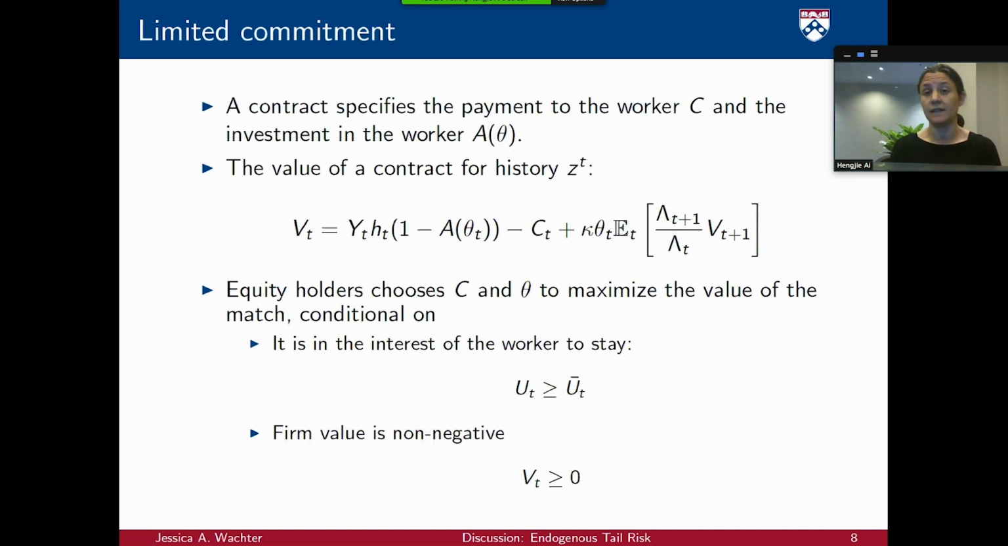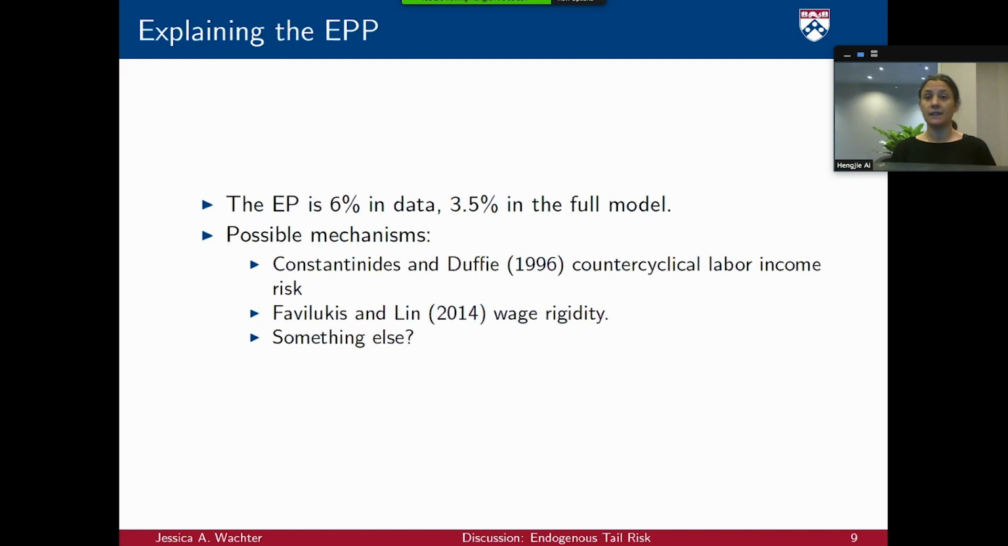Now, here are their constraints. They can't force the worker to stay, so the worker's utility, U_t and U-bar_t, are very complicated expressions. But in any case, it has to be in the interest of the worker to stay, and then the firm value is non-negative. Basically, the worker's utility depends on, if the worker stays, on C and on the future value of the match. If the worker leaves, it depends on the unemployment benefits and the value if the worker is in the labor market.